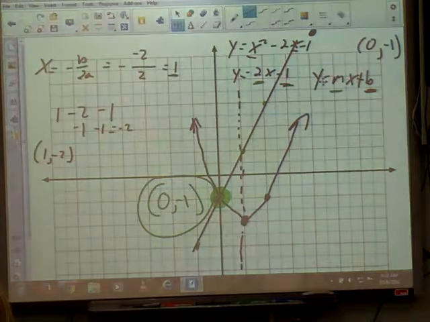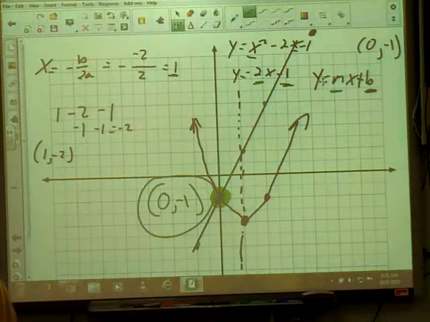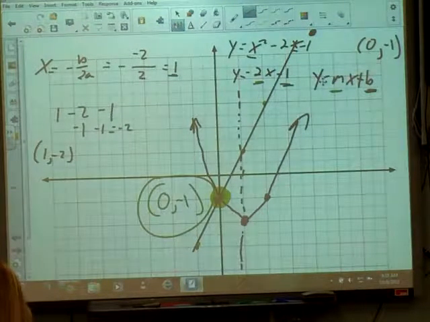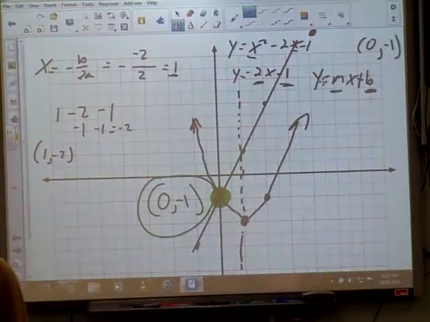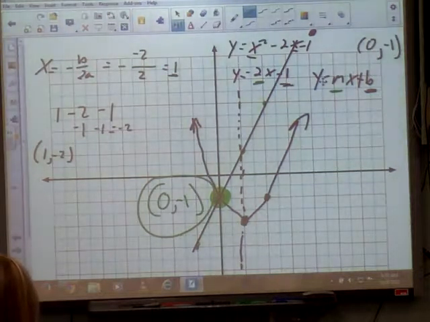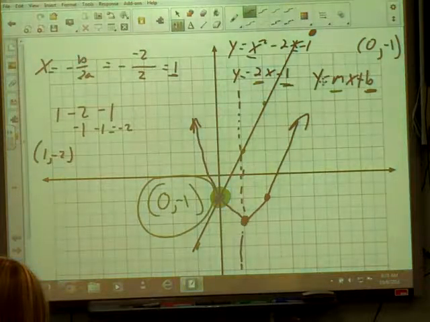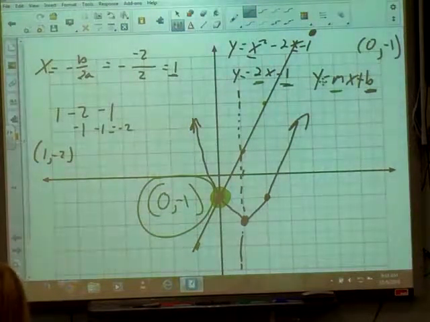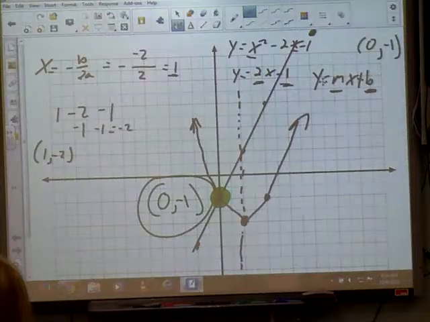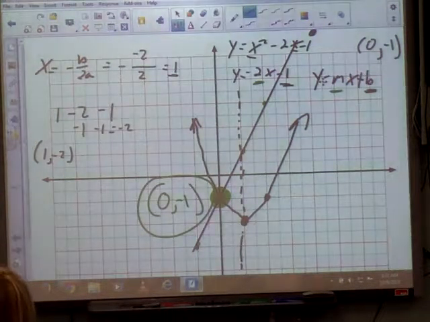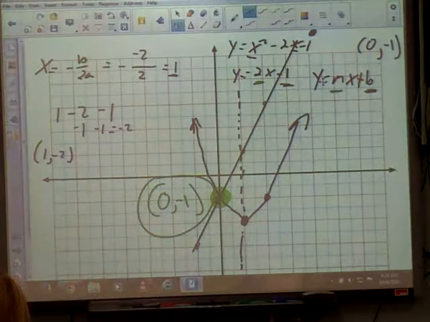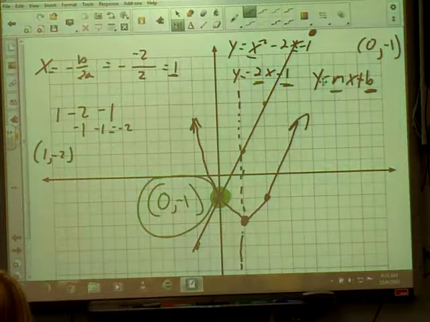Okay, let's see here. 1, 2, 3, 4, 5, 6, 7. So that's telling me if I kept my line going, which my line's not going to hit that. I need to move it up some more still. It'd be about up there where my mouse is. If I kept that line going up there and kept extending my parabola, they would intersect again up there. Okay?